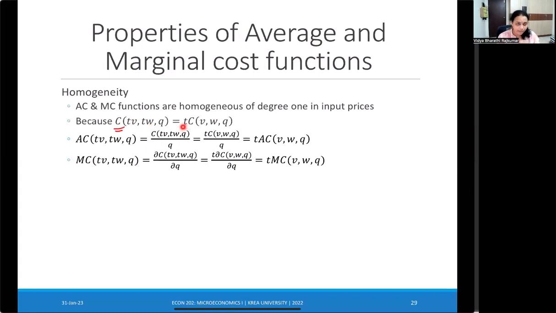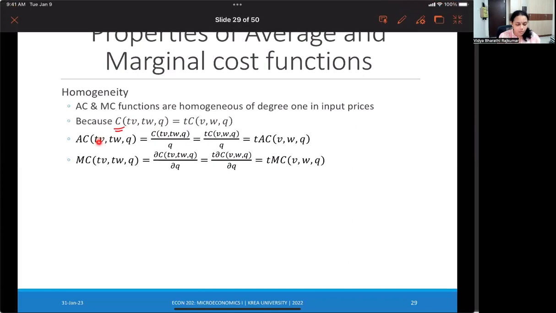So that's homogeneity. Now, if I go ahead and actually write down the AC and MC functions for this particular case, it turns out your AC and MC functions also exhibit homogeneity. So if the prices of inputs are tV and tW, your average cost is just t times the original average cost. Same for MC also. So this homogeneity property holds.